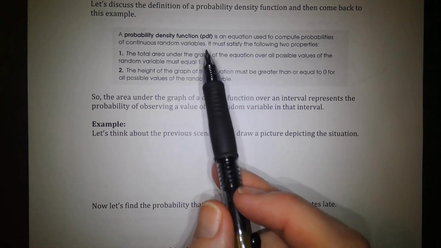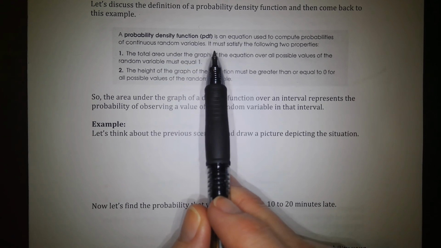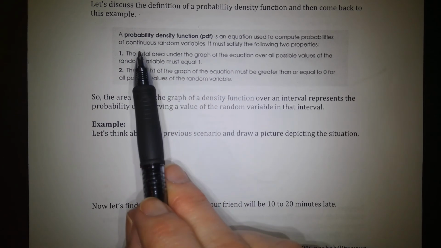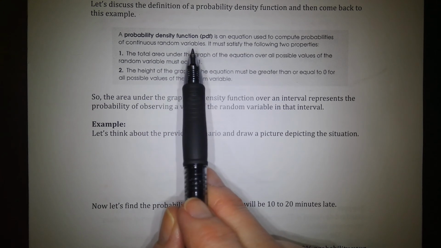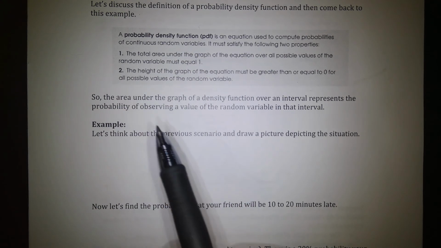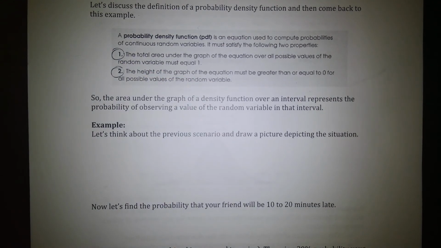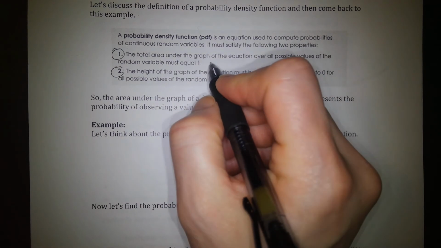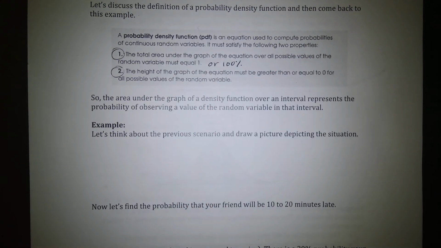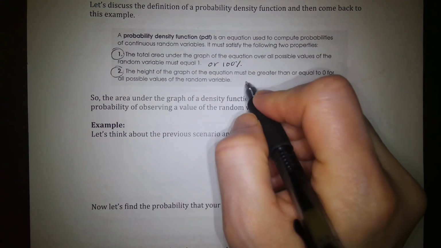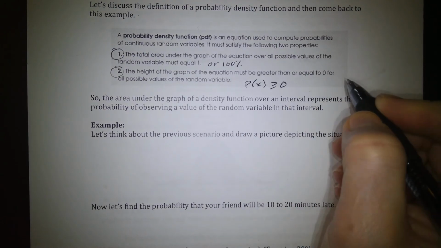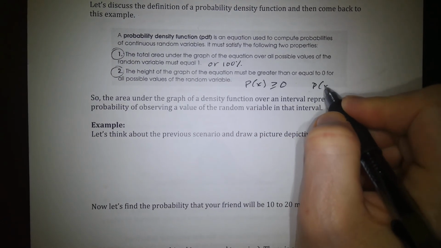A probability density function, or PDF, is an equation that is used to compute probabilities of continuous random variables. It must satisfy two characteristics. The total area under the curve of the graph of the equation over all possible values of the random variable must equal 1, or 100%, same thing. The height of the graph of the equation must be greater than or equal to 0 for all possible values. Remember, probability is always a number that is greater than or equal to 0, but it must be less than or equal to 1.